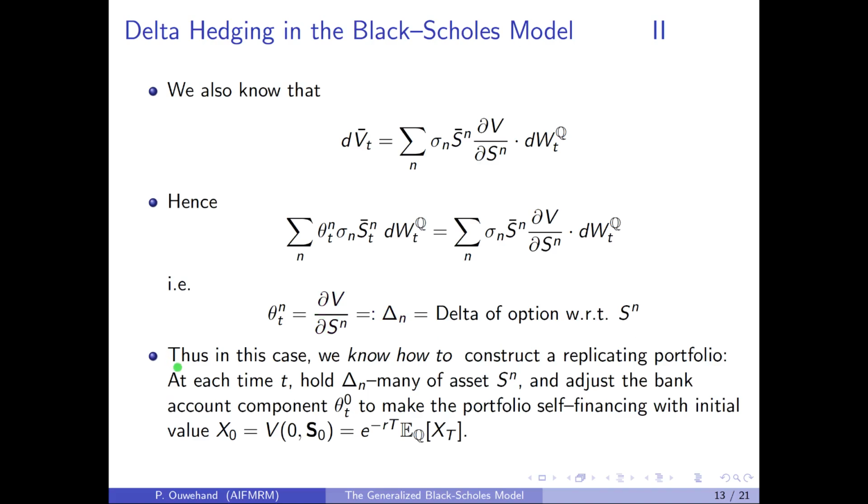Thus, in the case where we can get an explicit expression for the price of the derivative in terms of time and the underlying asset prices, we know how to construct a replicating portfolio. At each time t, you must simply hold delta n many assets Sn and adjust the bank account component to make the portfolio self-financing with initial value equal to X0, which is defined to be this conditional expectation here.